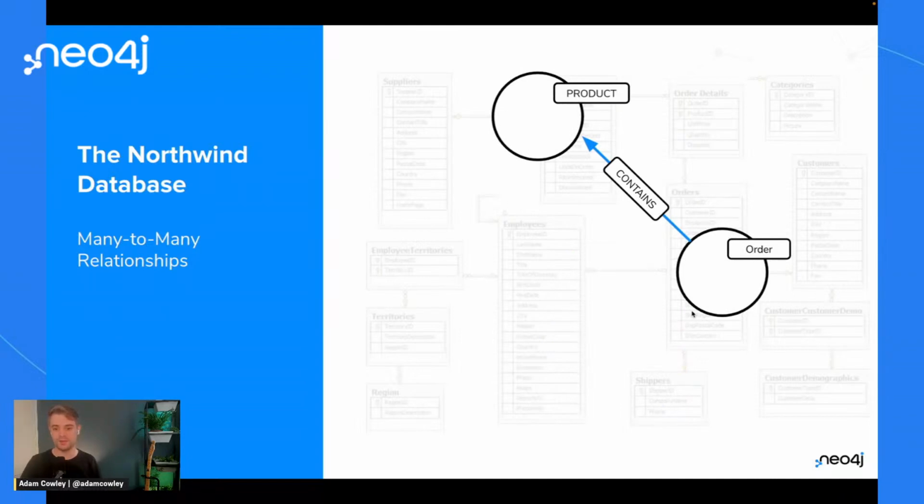So if we take the example of an order and a product, an order can contain many products. So what we can do is just create the relationship with a type of contains from the order to the product. And then those additional details, so the unit price, the quantity, and the discount, can all be stored as properties against that relationship itself.